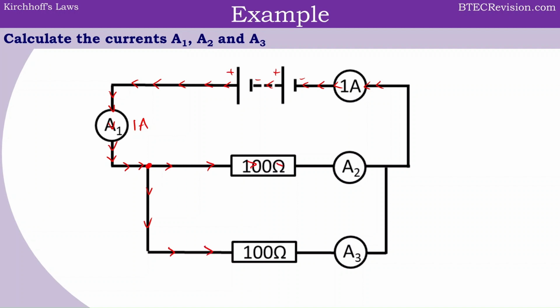So the currents will go through the resistors, and the ammeters will experience half the current. So therefore, the values for A2 are going to be 0.5 amps, and A3 will also be 0.5. And then at the next junction, the currents are going to add up. So we'll have 1 amp going through the ammeter again.